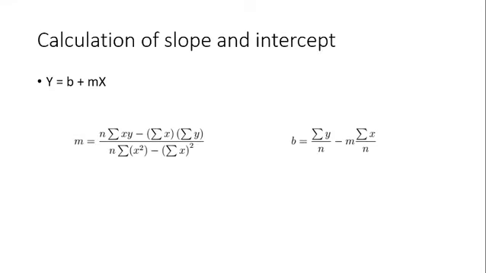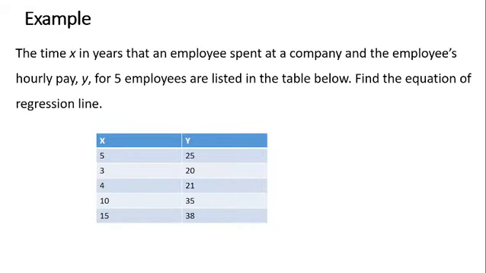Now we will see how to calculate the slope and the intercept, and how we find the equation of the linear regression. For finding the equation of the linear regression, we have to find the value of m and the value of b. The value of m, which is the slope, can be found with the formula: summation of xy minus summation of x times summation of y, divided by n times summation of x square minus square of summation x. And we can determine b equal to summation y divided by n minus m multiplied by summation x divided by n.